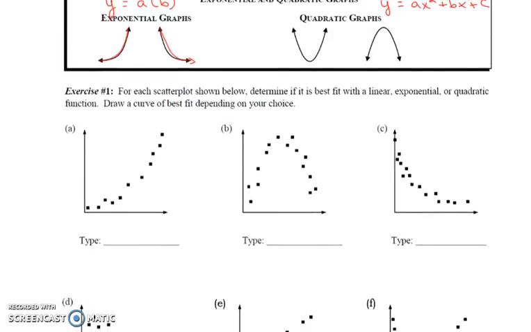So if our scatter plots look like a parabola, we would do a quadratic regression, and if our scatter plots look like exponential growth or decay, we would do an exponential regression. In exercise 1, for each scatter plot shown below, we're going to determine if its best fit is linear, exponential, or quadratic, and then draw a curve of best fit depending on the choice.